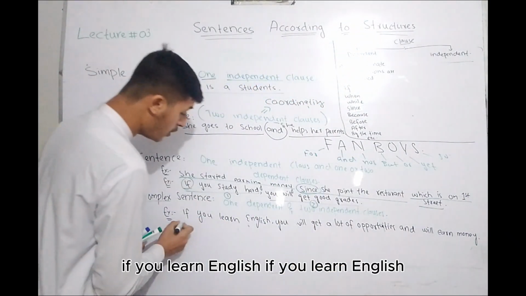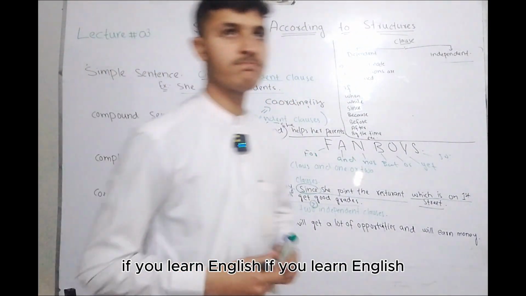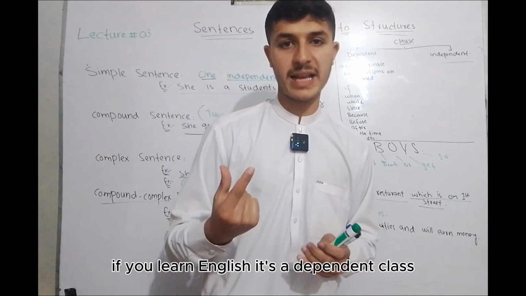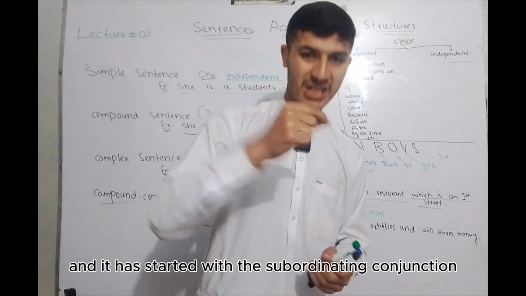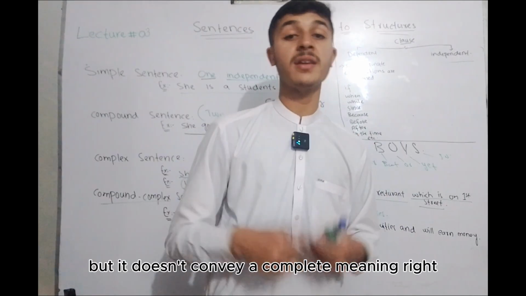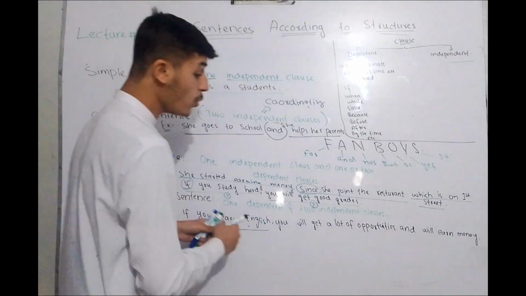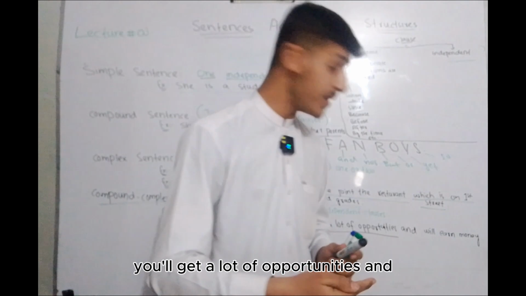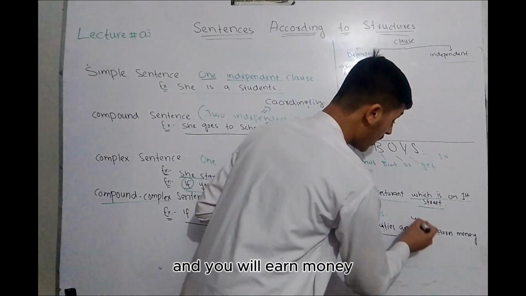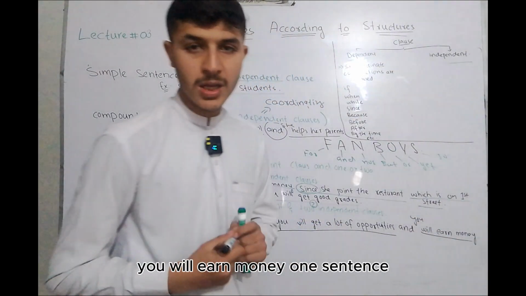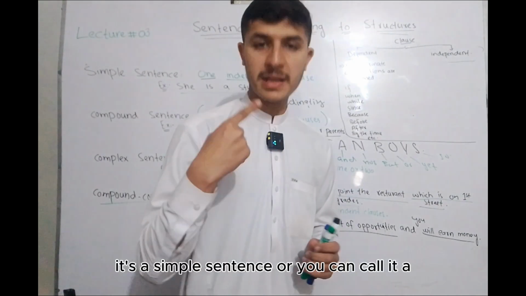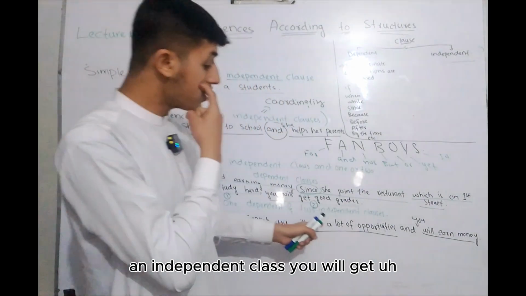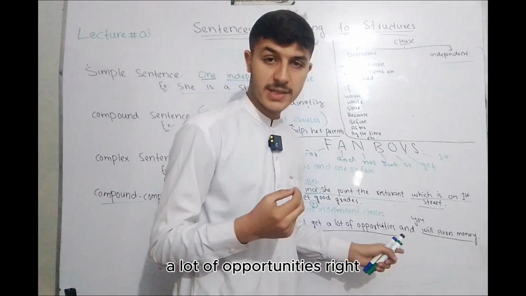Like, for example, if you learn English, what will happen if you learn English, right? If you learn English, it's a dependent clause, and it has started with the subordinating conjunction if. It has a subject and verb, but it doesn't convey complete meaning, right? You will get a lot of opportunities. If you learn English, you'll get a lot of opportunities, and you will earn money. You will earn money, one sentence. It's a simple sentence, or you can call it an independent clause. You will get a lot of opportunities, right?